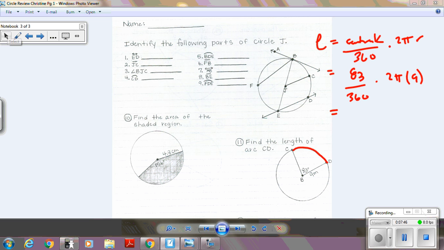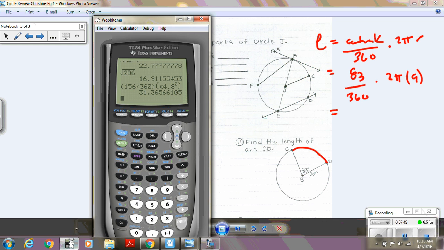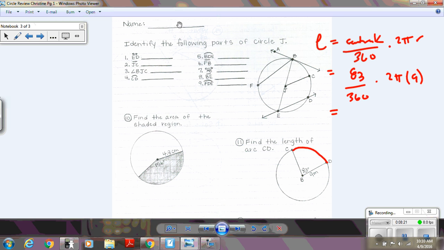So now again, we grab our calculator. Have 83 divided by 360 times 2 pi 9. And that's enough. So the arc length is about 13.04 meters.